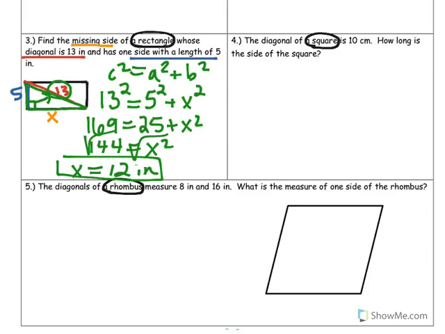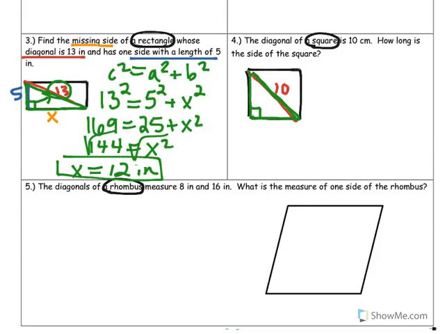Let's do an example with a square. So now it says the diagonal of a square is 10 centimeters. So I have a square. And now what's special about a square? I'm still going to have that diagonal in here. Okay? And in this case, they still did tell me the length of the diagonal. So that's going to be 10, right? And then I still know that all of the angles are 90. And hopefully you can see the right triangle just like we did in example 3.